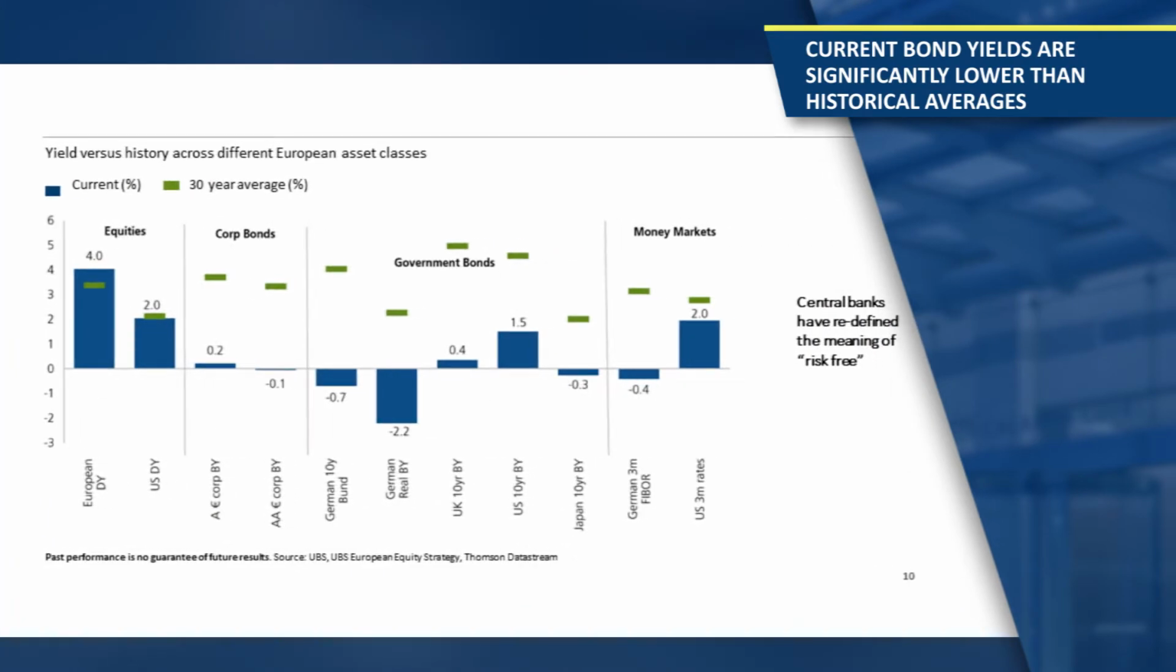This dilemma is especially apparent in Europe, where aggressive QE policies by the European Central Bank have distorted capital markets. This is illustrated by comparing today's yield across major European asset classes, equities, corporate bonds, government bonds, and money markets, versus the 30-year average. When interest rates become so low in both absolute terms and relative to the past, one conclusion is that capital risk and volatility must be higher in the future.